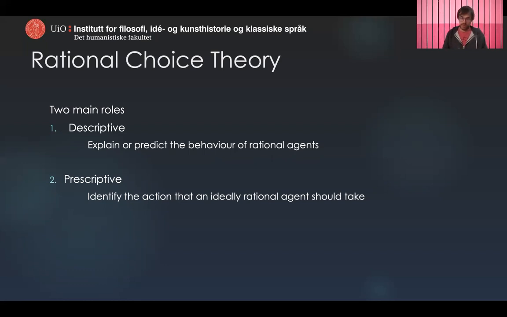So this rational choice theory is often used in economics by assuming that we are at least approximately rational agents, and then it tries to explain what people would do when they, for example, buy products. But it also can be used as a theory about what one should do if one would be rational. So it's a theory of rationality.